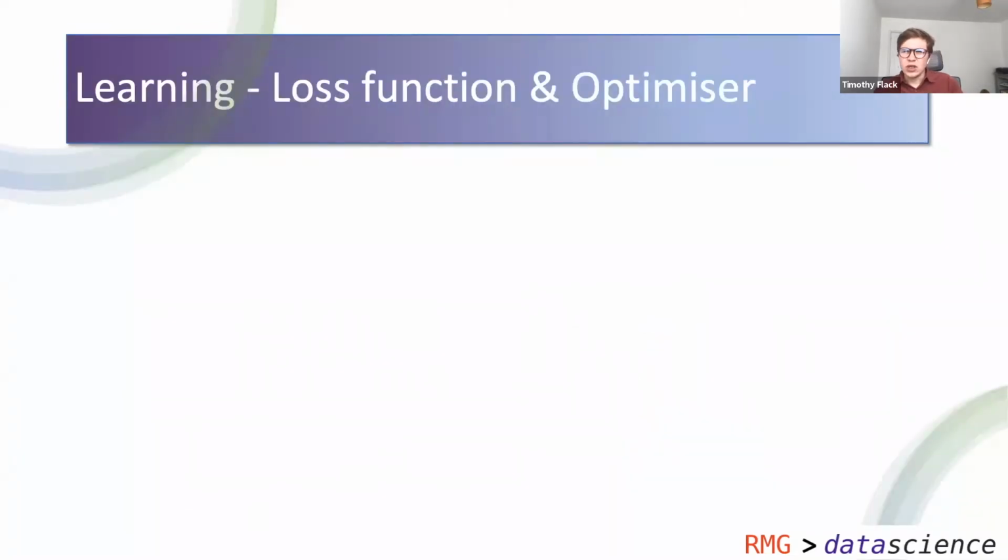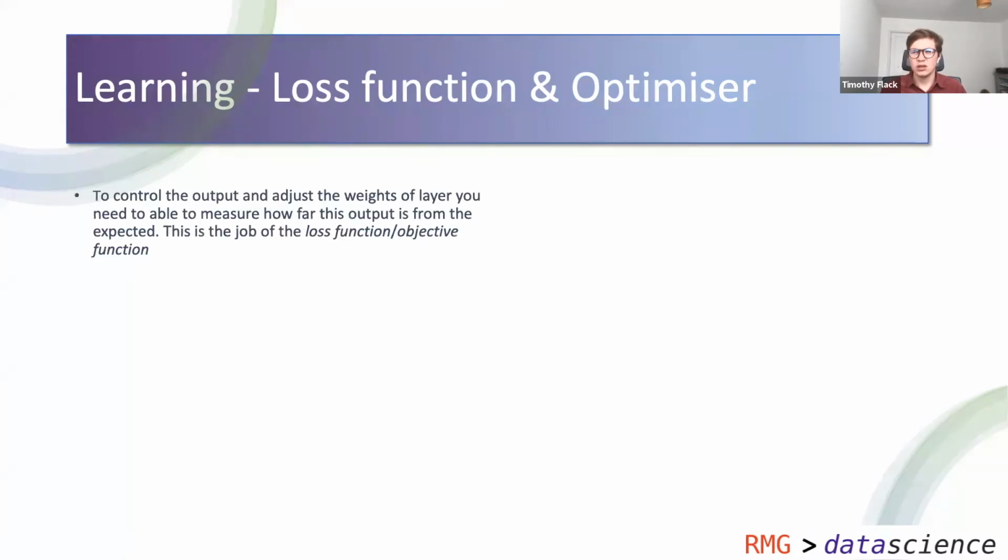So now on to the learning part of a neural network. So how do neural networks learn? So how do we update our weights and biases so that the resulting output from the neural network is correct? What we do is we use a loss function. So to control the output and adjust the weights of the layer, you need to be able to measure how far this output is from the expected. And that is the job of the loss function or objective function.